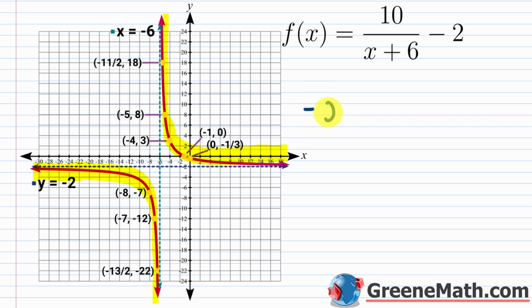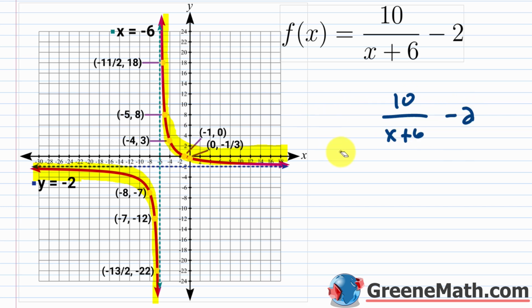You could put negative 2 is equal to 10 over x plus 6 and then minus 2. Again, if you add 2 to both sides, you're going to get that 10 over x plus 6 is equal to 0. And as we talked about in the last problem, this is impossible because you would need the numerator to be 0 and the denominator to be non-zero, and 10 is never going to be 0. So this right here has no solution. So we're not going to impact that horizontal asymptote.